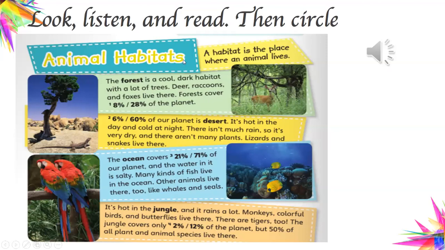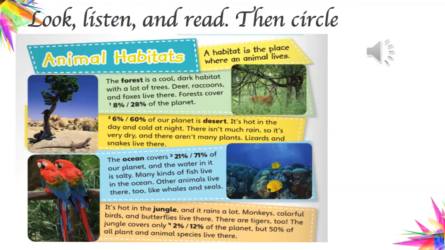Okay. Look, listen and read, then circle. In this activity, you have to listen, read, and then circle. Listen, please. Listen. Student's Book, page 102, Activity 15. Look, listen, and read. Then circle. Animal habitats.